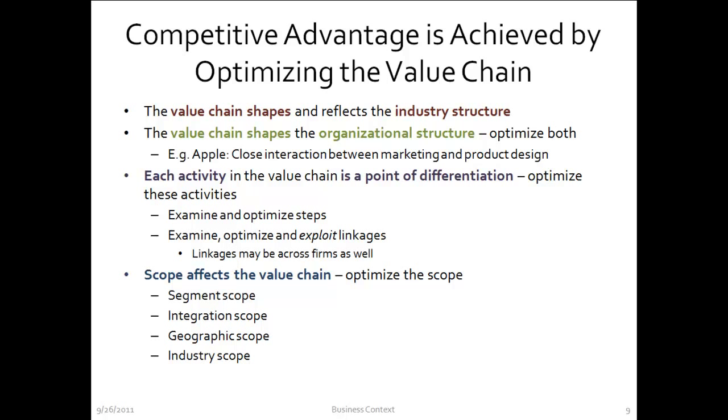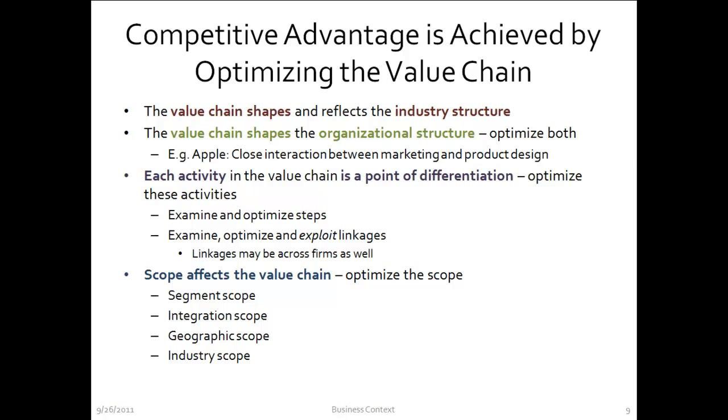So once again, back to design and manufacturing. For Apple, the linkage between design and manufacturing is likely to be tight. Whereas for some company that just manufactures a standard PC, the linkage between design and manufacturing is not likely to be tight. Similarly, for a fast food restaurant, the linkage between product development or new recipe development and marketing is likely to be extremely tight, because as soon as it comes up with a new product, it would want to create a tailored marketing campaign for that new product.